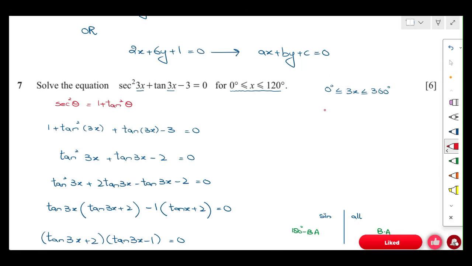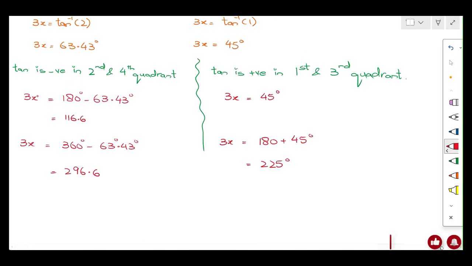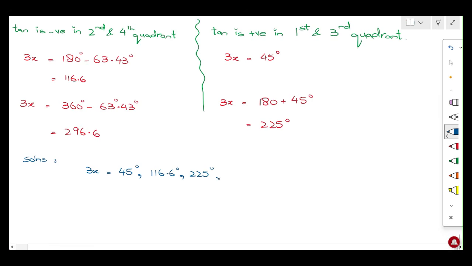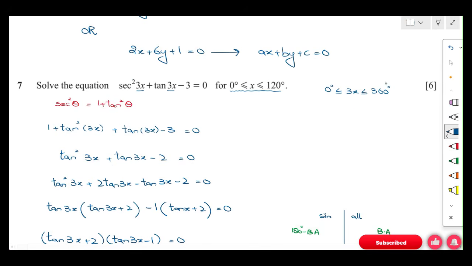When they are talking about 3x, the angles are 3x. All the 3x angles are between 0 and 360. Now here we can write the solution. 3x can be, arranging from lower to higher, which is better: 45 degrees, then 116.6 degrees, then 225 degrees, and then 296.6 degrees. So all these values of the angle 3x are in the range from 0 to 360 degrees.